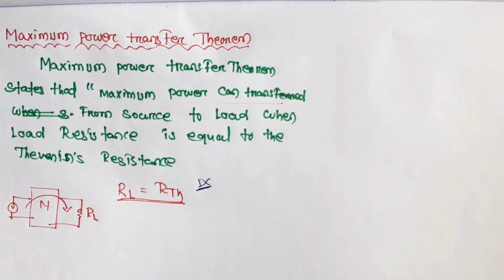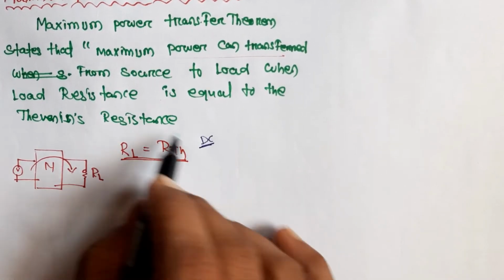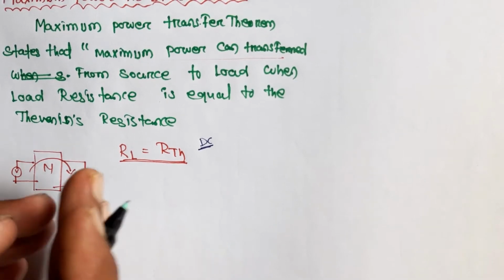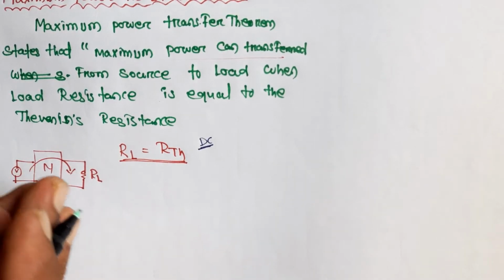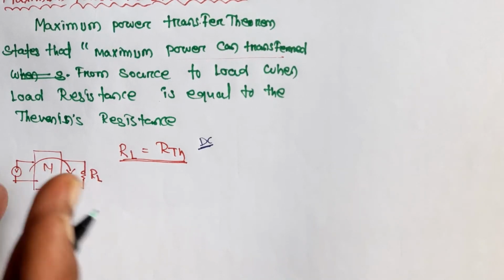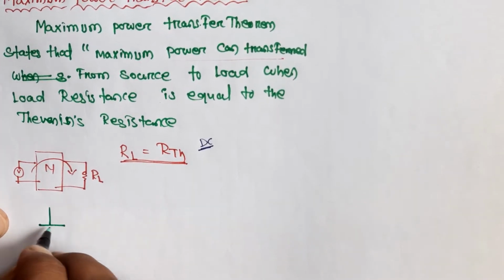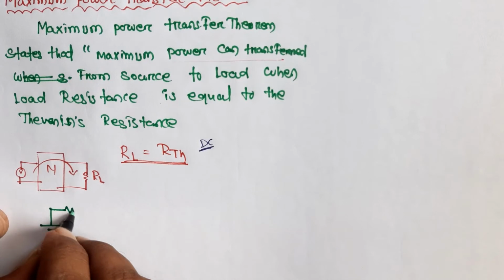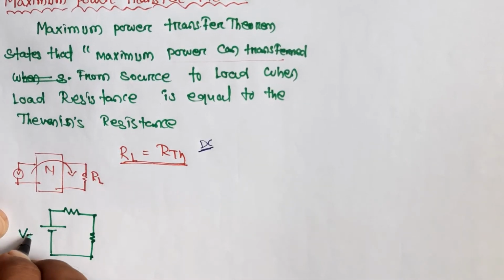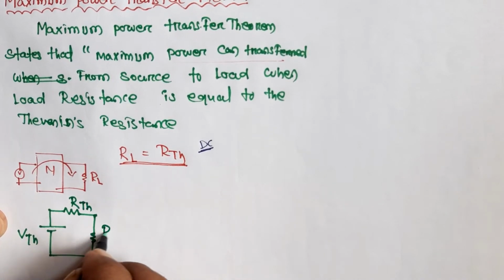Here, for RL equal to RTH, meaning Thevenin's resistance. Next we are going to prove this, and show that the load resistance equals the Thevenin's resistance when the maximum condition occurs. This is the Thevenin's equivalent network. This is the Thevenin's voltage, this is the RTH and this is RL.